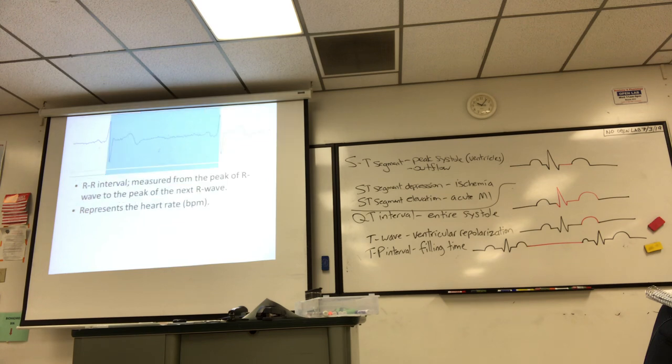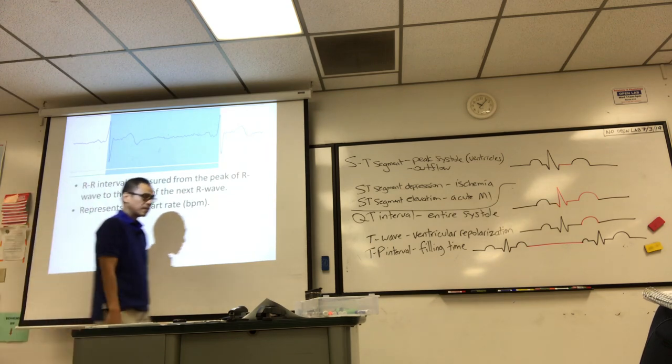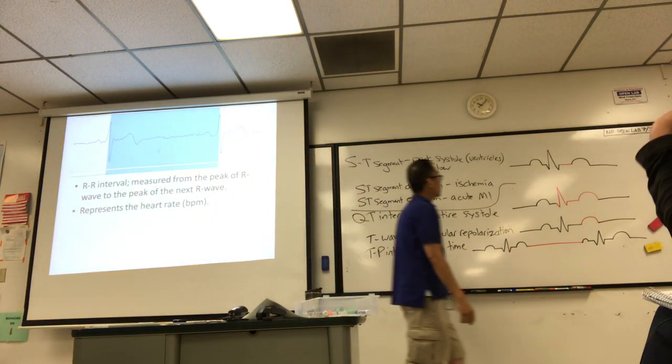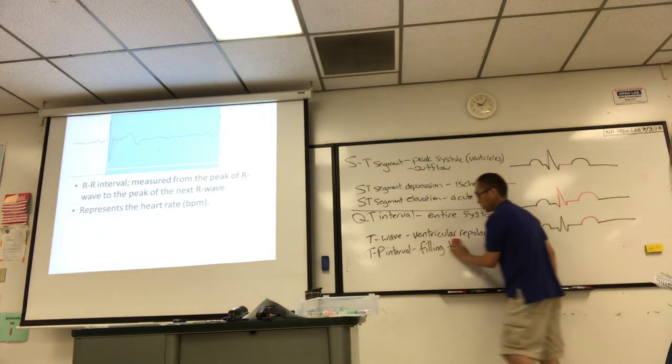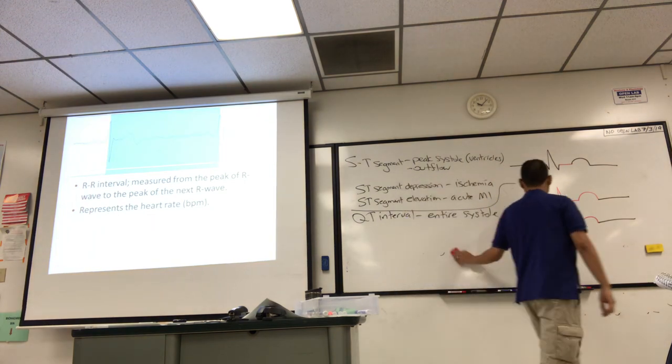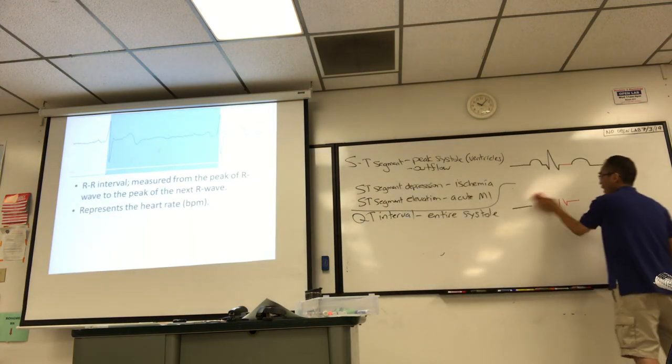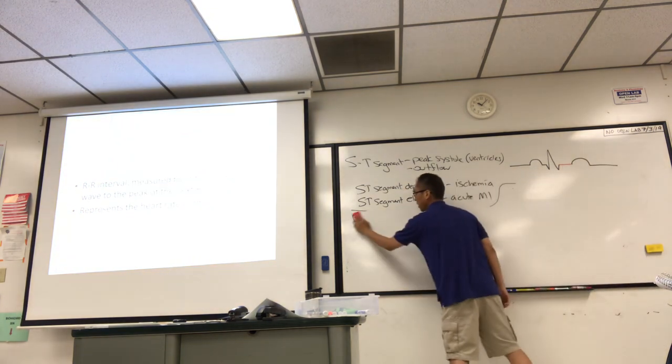Okay, R to R is the classic one used to estimate heart rate. Just from one cardiac cycle to the next. You could use any component and just go from one to the next. But the R is the easiest to spot, and it's precise because it's usually a sharp spike to a point. Okay. So when you go R to R, that's heart rate. And when you measure R to R in the lab, the computer will automatically tell you what your heart rate is.